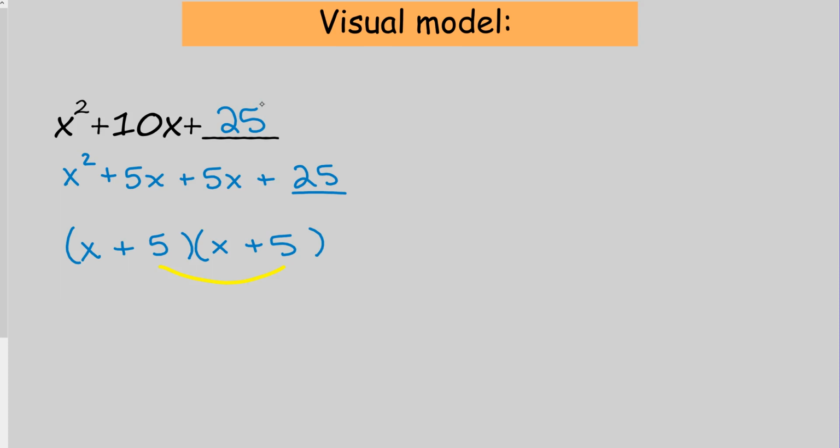So how does 25 relate to 10? If you look at what I did, 10 was divided into 5 and 5, and 5 is half of 10, and then we squared it to get 25. Now that's not the visual model yet. Here's the visual model. x squared plus 10x, or x squared plus 5x could be modeled like this.